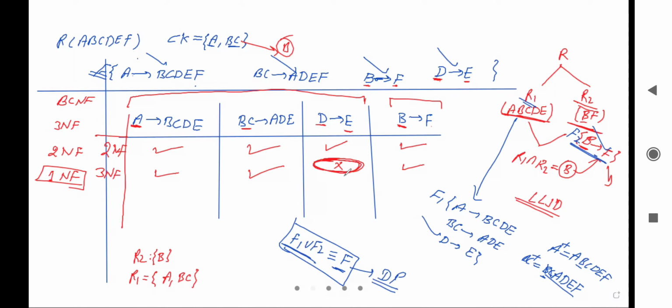Now we can do further decomposition, and after decomposition we can reach the highest normal form, that is third normal form, right? So what will be the further decomposition? Let's see.